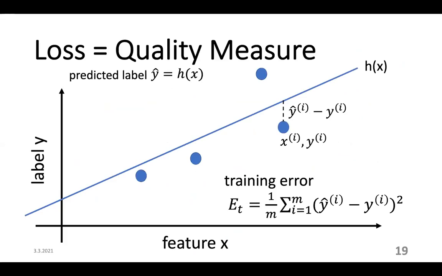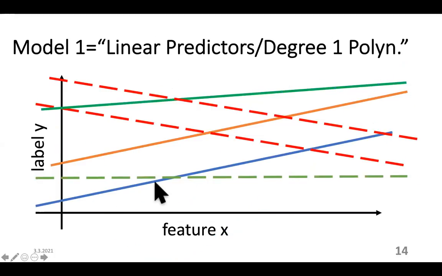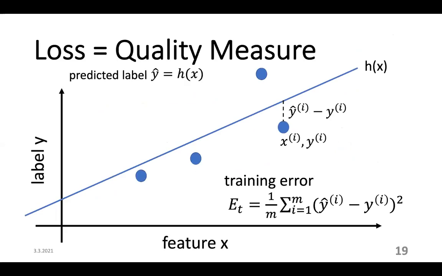So we need some measure that allows us to tell, for example, when I look at this model here, consisting of many degree 1 polynomials, which one I should choose. Per se, if I don't have any error measure, I don't know which one would be the best. And machine learning tries to learn the best possible hypothesis. In order to define the meaning of best, we need a loss function. We need to measure how good a hypothesis map is.